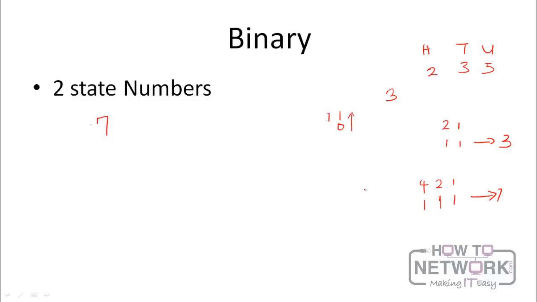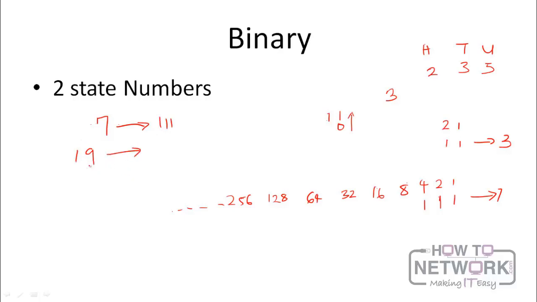How do you know what this is? You keep just multiplying by 2. So you're placed over 8, 16, 32, 64, 128, 256, etc. So for instance, we know that 7 is 111.